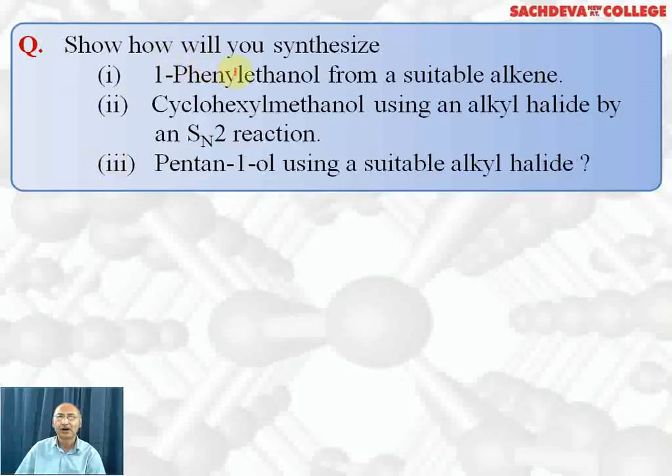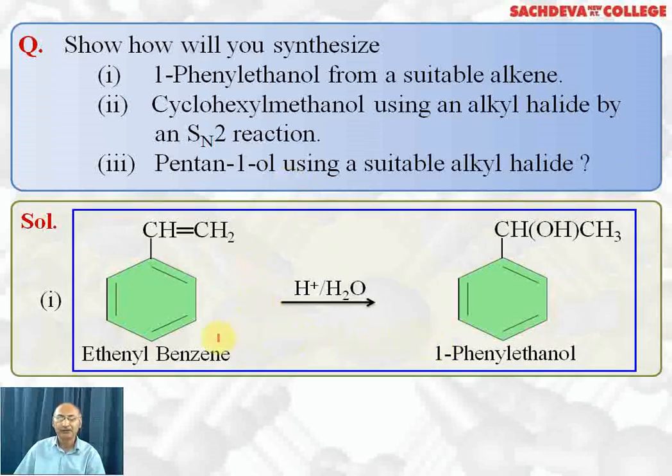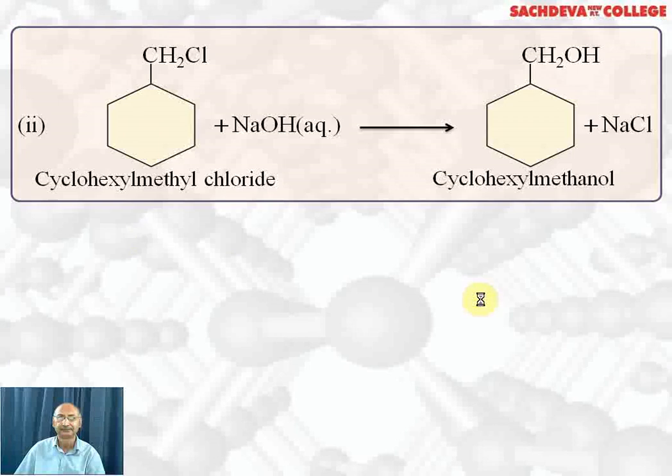Next, show how you will synthesize 1-phenyl ethanol from suitable alkenes, cyclohexyl methanol using an alkyl halide by SN2 reaction, and pentan-1-ol using a suitable alkyl halide. First, we get 1-phenyl ethanol from ethenyl benzene. It is also called phenyl ethene or styrene. When we treat it with water and H+ ions, Markovnikov addition takes place, OH will attack here, H will attack here, and you will get 1-phenyl ethanol.